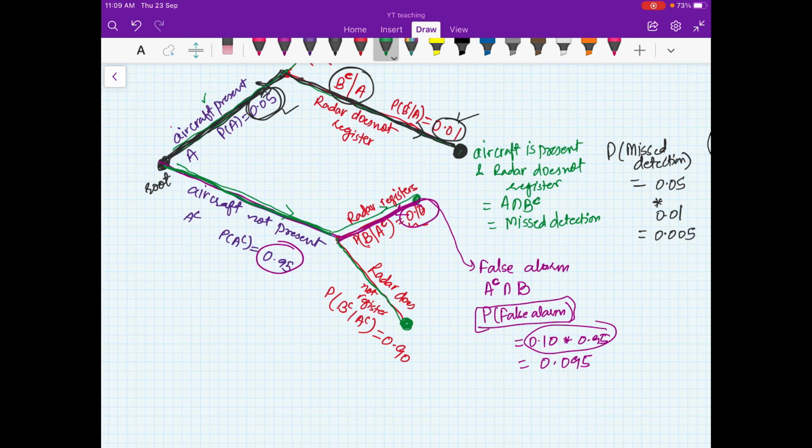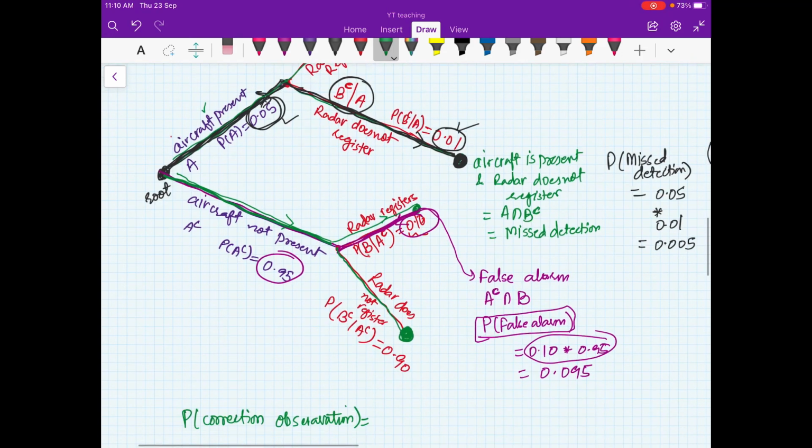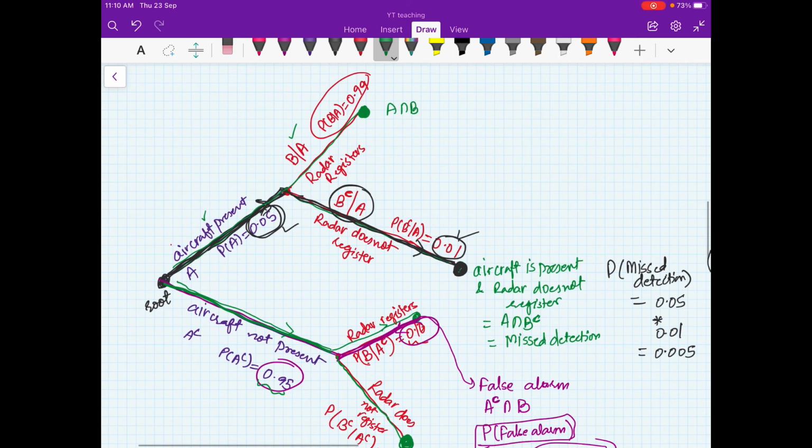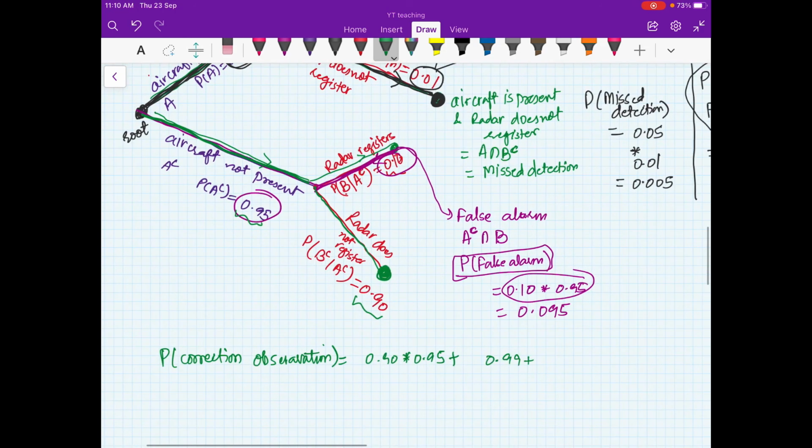So if somebody asks you to compute the probability of a correct observation, what is the probability of a correct observation by the radar? That will be this probability plus this probability. So this is 0.90 into 0.95 plus this here is 0.99 into 0.05. Okay, so this is how you will compute the unconditional probabilities using conditional probabilities, right?